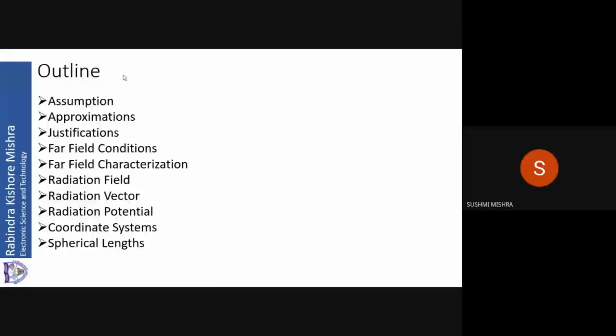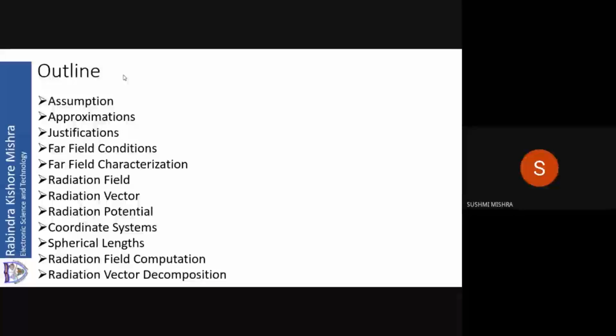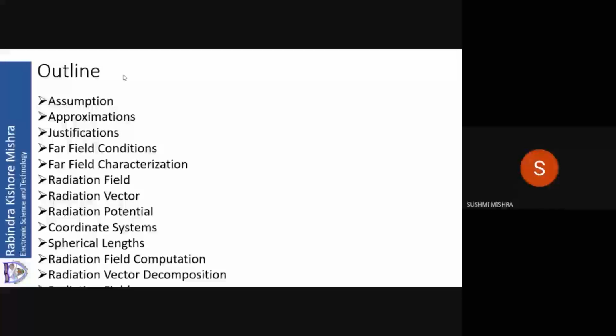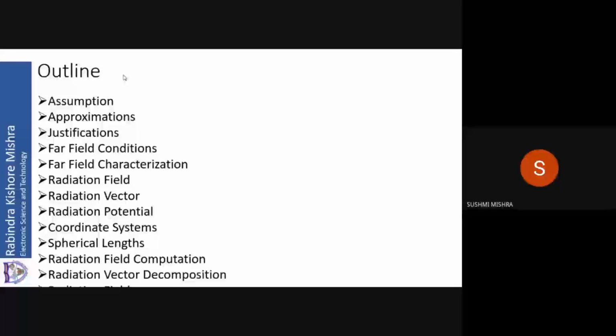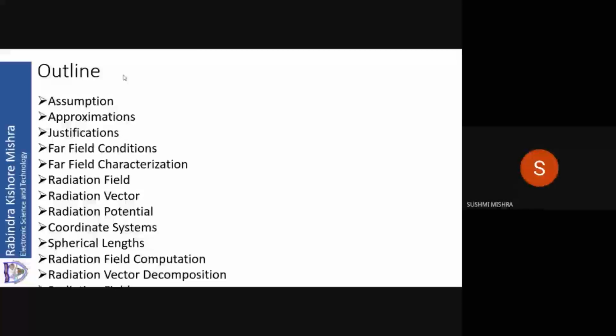From that, we'll move on to spherical coordinates. Then we'll use this knowledge, what we learned up to this, for radiation field computation. Then we'll go for a vector decomposition of the radiation. Finally, we'll stop at radiation fields. So these are the points that we are going to discuss today. Don't worry, it will not take much time. Only thing that we require is your concentration. So please try to concentrate and try to understand what we are going to discuss today.